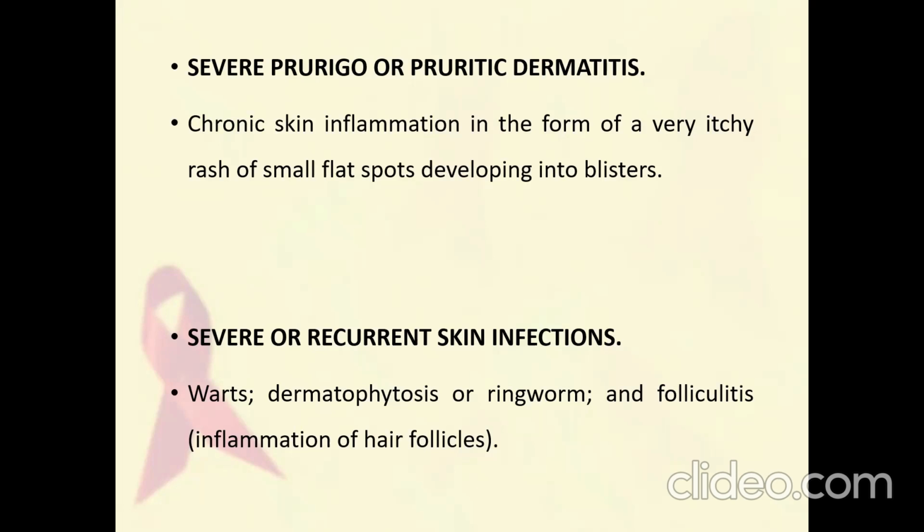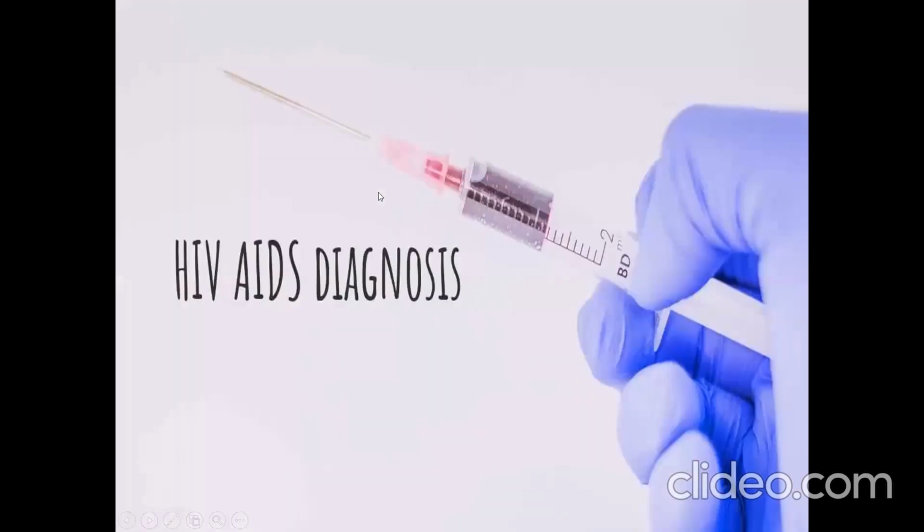We have seen about severe or recurrent skin infections, that is warts, dermatophytosis or ringworm, and folliculitis. Folliculitis is the inflammation of hair follicles. Then HIV/AIDS diagnosis. How to diagnose the HIV/AIDS patient?